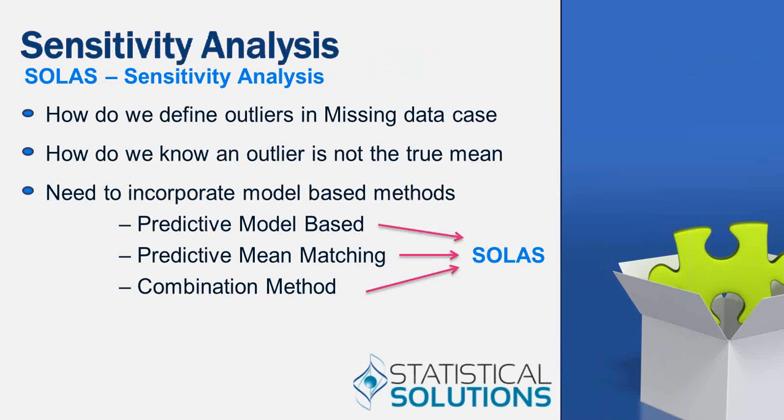Okay, so these are the questions you have to ask yourself. How do we define outliers when it's a missing data case? How do we know that an outlier is not the true mean? And there's ways to do this using model-based methods, such as predictive model-based, which is a linear regression-based model, predictive mean matching, which is a logistic regression-based model, and this combination method that we have in SOLAS, that is a combination of 3 different models.